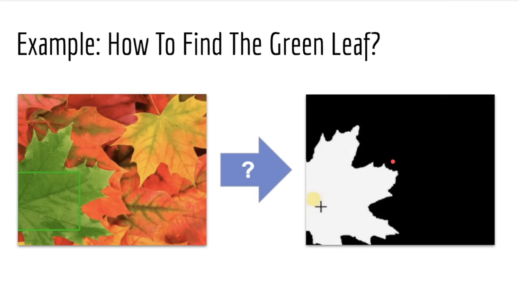What if we have an image that looks like this and we want to pick out the green leaf? We want a result that looks like this, where we apply our threshold, but instead of a threshold for brightness, we want a threshold on the color green explicitly. So we want to mask out everything else. And how might we do that?